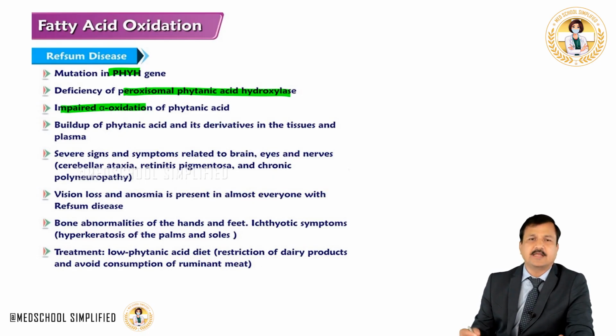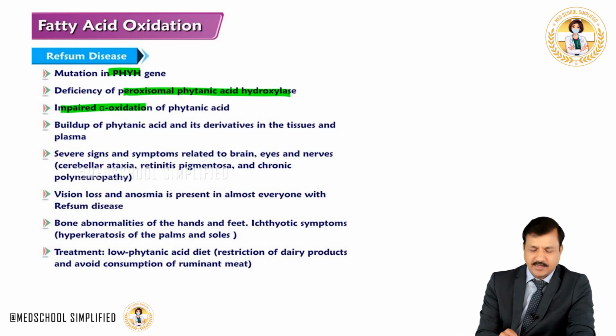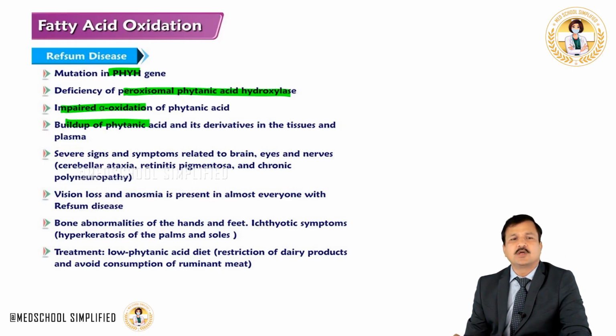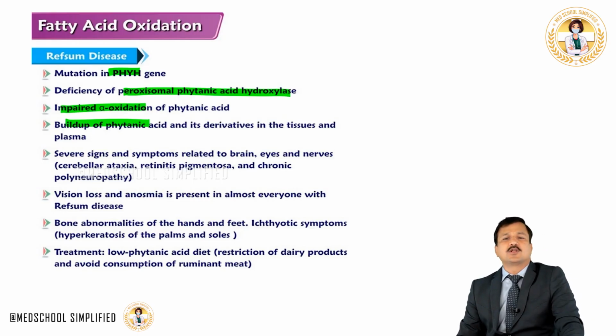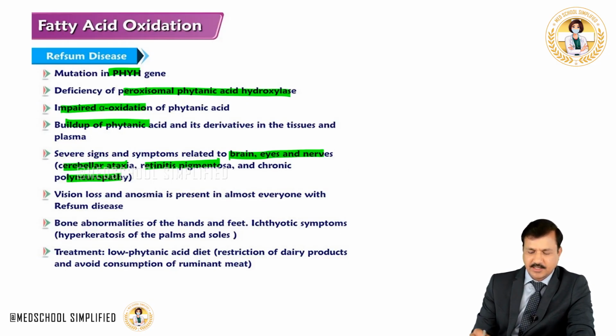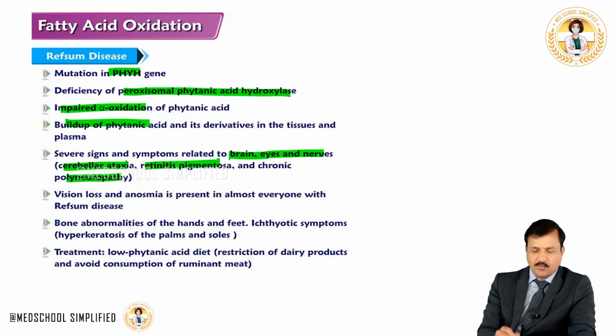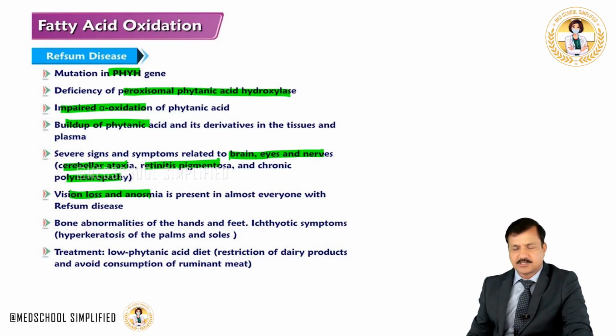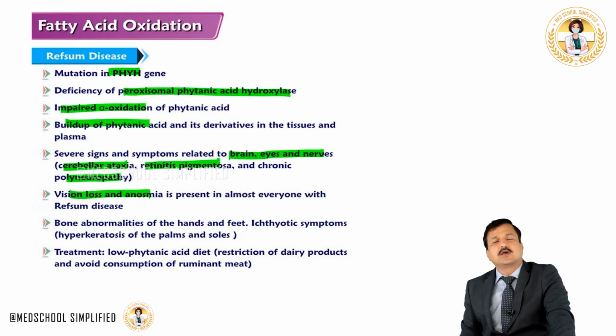So what will happen? Phytanic acid is not oxidized, which means phytanic acid will build up in the tissue, and the phytanic acid derivatives will also build up in the tissues and plasma. So it's a neurocutaneous disorder where severe signs and symptoms are related to brain, eyes and nerves. So cerebellar ataxia and retinitis pigmentosa, chronic polyneuropathy can be seen. Patients will have vision loss, and anosmia, that is loss of smell, is present in almost everyone with Refsum disease.